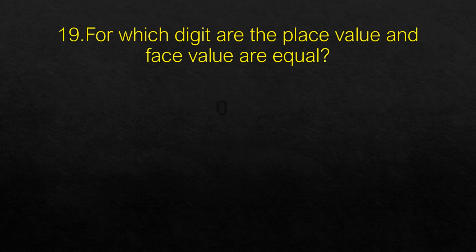For which digit are the place value and face value equal? Let us take one number, 4,50,886. Face value of 4 is 4. Place value of 4 is 4 lakh. But if you take 0, what is the place value? 0 into 1000 is 0 and face value is also 0. So the answer is 0.